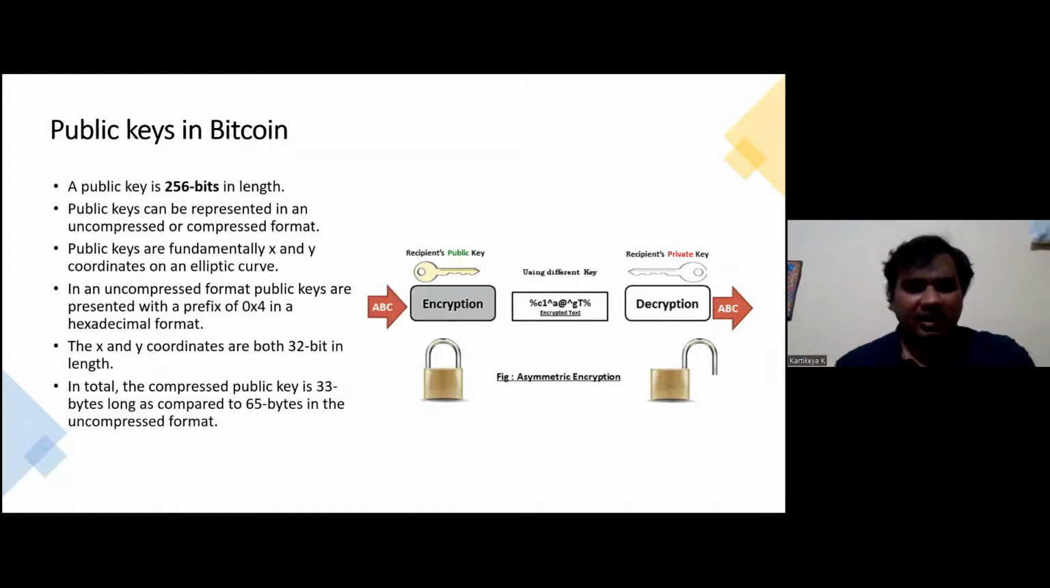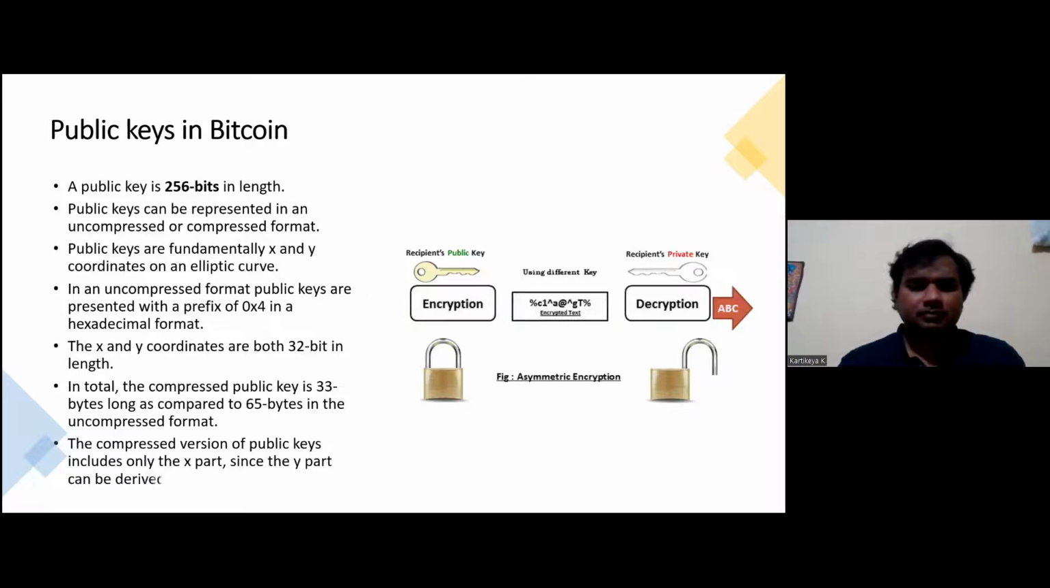Okay, we saw this, right? A public key is 256 bits. If we want to convert it into hexadecimal format, how many characters will we get? 256 divided by 4, that is 64 characters. That means 64 hexadecimal numbers, right? So that's why we have 64. But in a compressed public key, we'll have only 33 bytes. The compressed version of public keys includes only the X part, since the Y part can be derived from it.